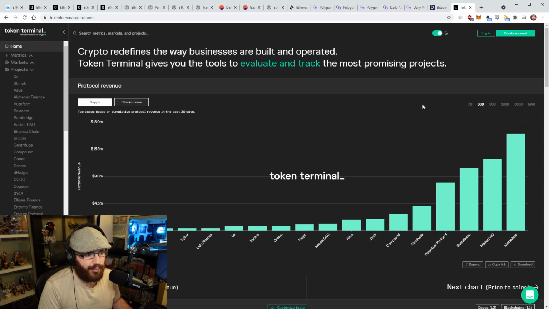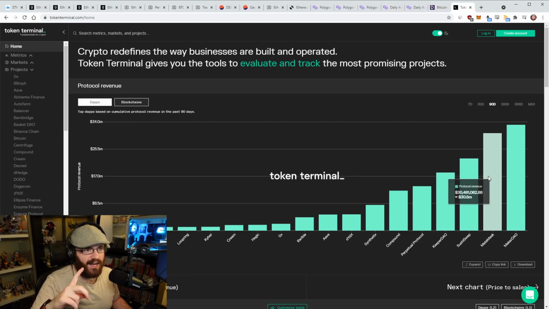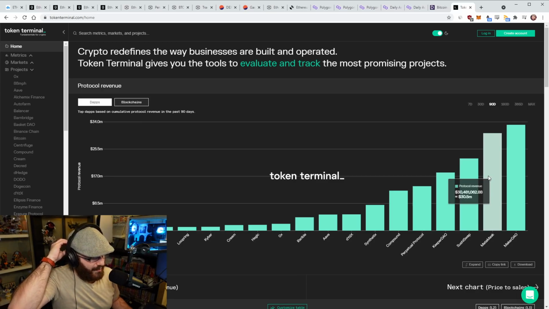So if we see the protocol revenue over the last 90 days for a lot of these protocols, they made a lot of money. The top was MakerDAO that made $33 million. MetaMask made $30 million. Little known fact there, MetaMask actually makes a ton of money from their swap fees. If you do the MetaMask swap, there's a fee attached to that of, I think, 0.8%, and that's like a DEX aggregator.